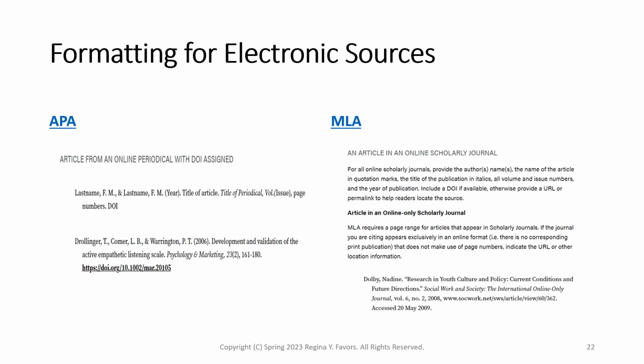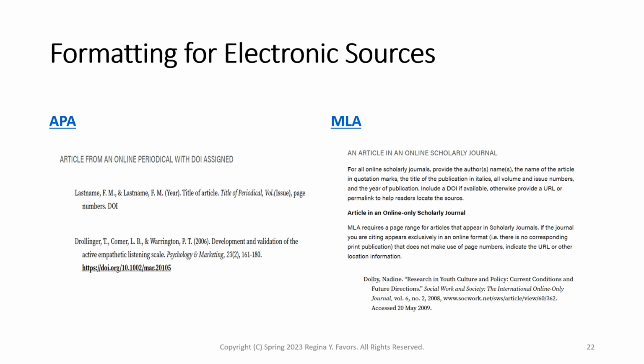So the article in an online only scholarly journal. MLA requires a page range for articles that appear in scholarly journals. If the journal you are citing appears exclusively in an online format, meaning there is no corresponding print publication that makes use of page numbers, then indicate the URL or other location information.